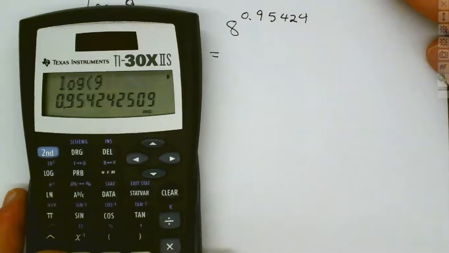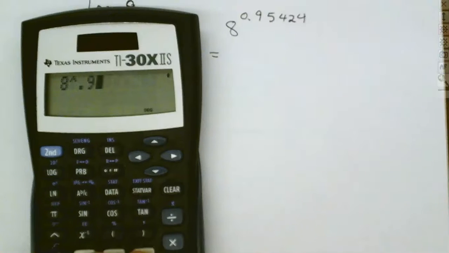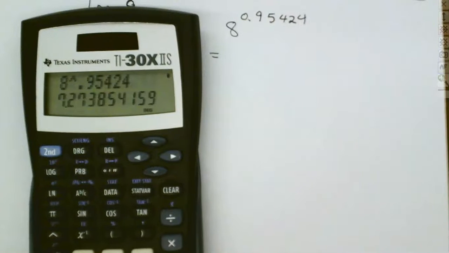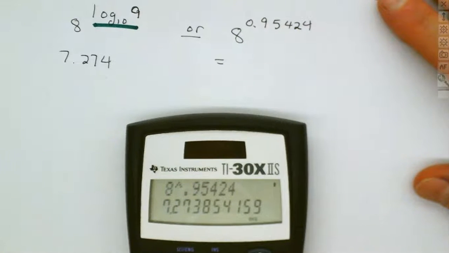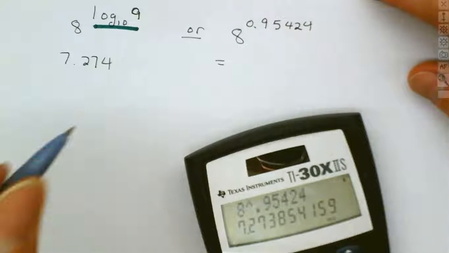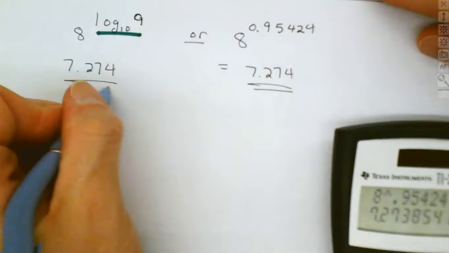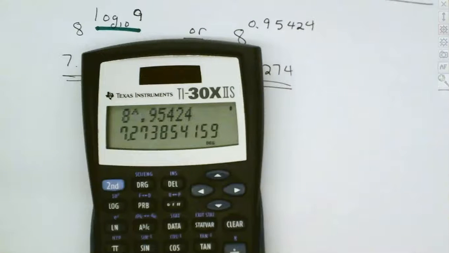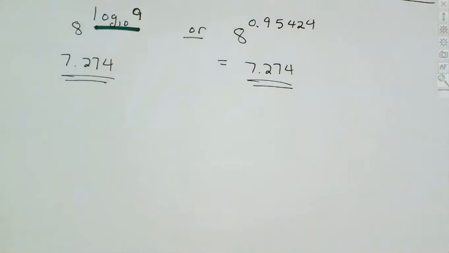Right? If you don't want to use the memory in your calculator, you don't have to. You can just write it down and just plug the number in. And it gives you the same, right? 7.274. So you can either use the memory in your calculator, or you can just write the number down.